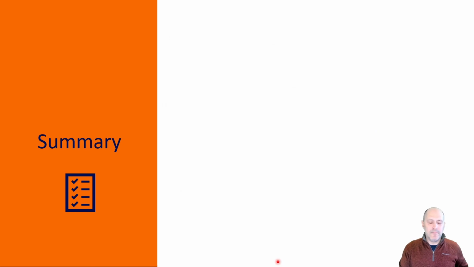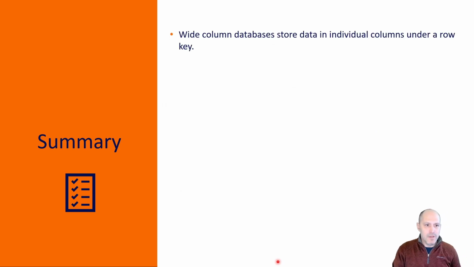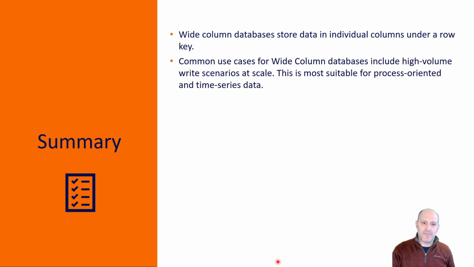Okay, let's sum up this unit. Wide column databases store data in individual columns under a row key. Common use cases for wide column include high volume write scenarios at scale, like orders, telemetry, right? Most suitable for process-oriented and time series data, generally stuff that we're going to write once. We can write it multiple times, but that's really kind of not the point.